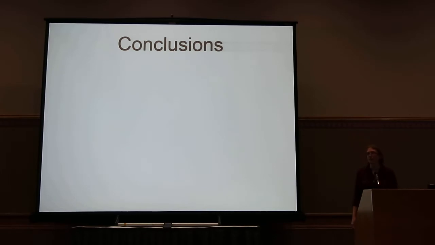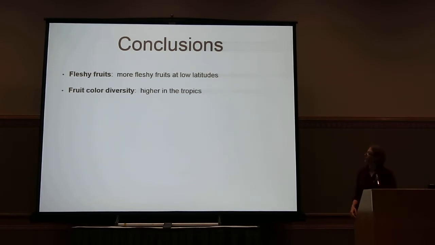So just to recap, we find that the tropics tend to be dominated by fleshy-fruited plants that are dispersed by animals, that these floras are much more diverse in their fruit color, which suggests maybe more diversity in the types of interactions with animals, and that we see more red fruits, particularly at high latitude.